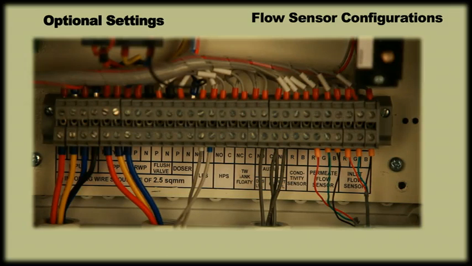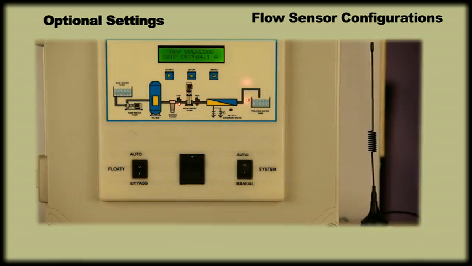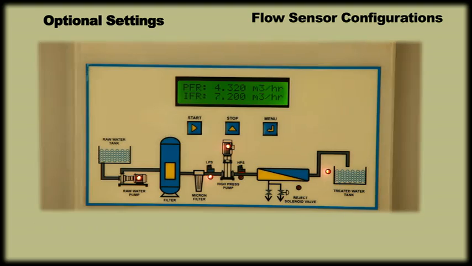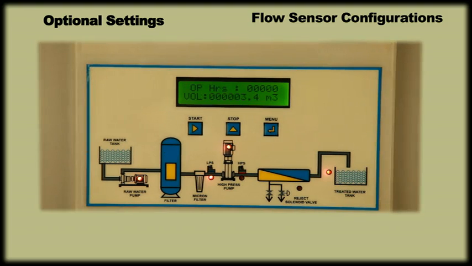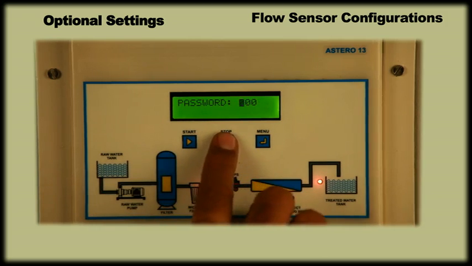Flow sensor configuration. One can directly connect a flow sensor to the panel. Once the flow sensor input is enabled and properly configured, the panel will display the flow rate as well as total quantity of product water. Let us understand how to set the number of sensors connected to the panel and their respective factors. Enter password 678 and press menu.